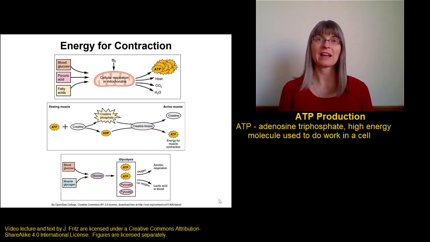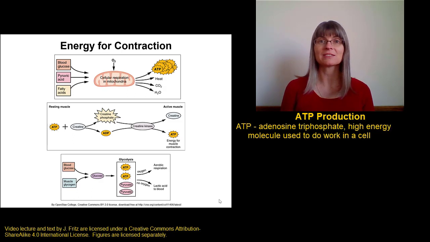In order for muscle contraction to occur, we need to have ATP, adenosine triphosphate, that high energy molecule that provides the energy for almost everything that our cell does. We need ATP for several different things in the course of muscle contraction.